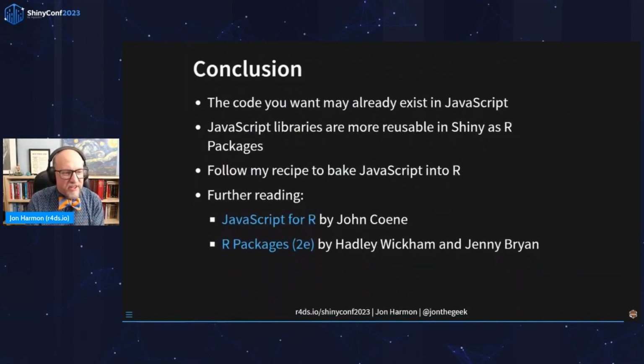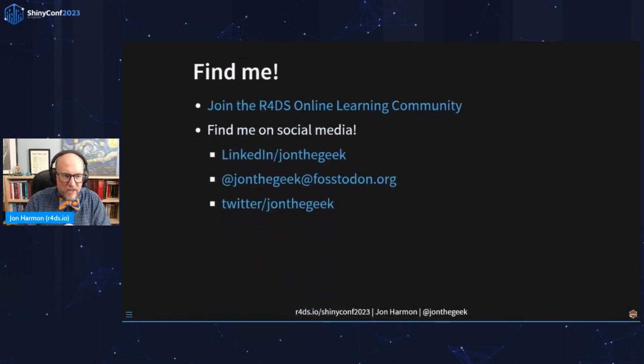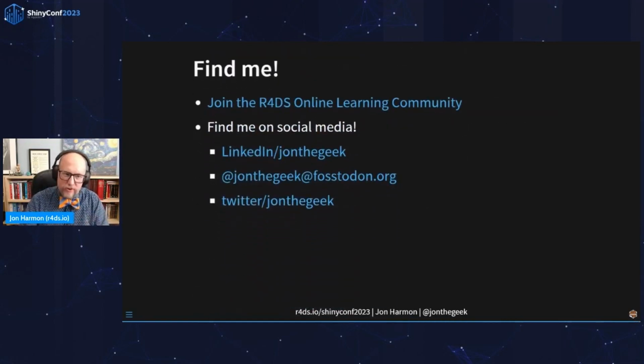All right. So in conclusion, the code you want may already exist in JavaScript. JavaScript libraries are more reusable in Shiny if there are packages. You can follow my recipe to create those packages. And for further reading, check out JavaScript for R by John Coene and R Packages 2E by Hadley Wickham and Jenny Bryan.